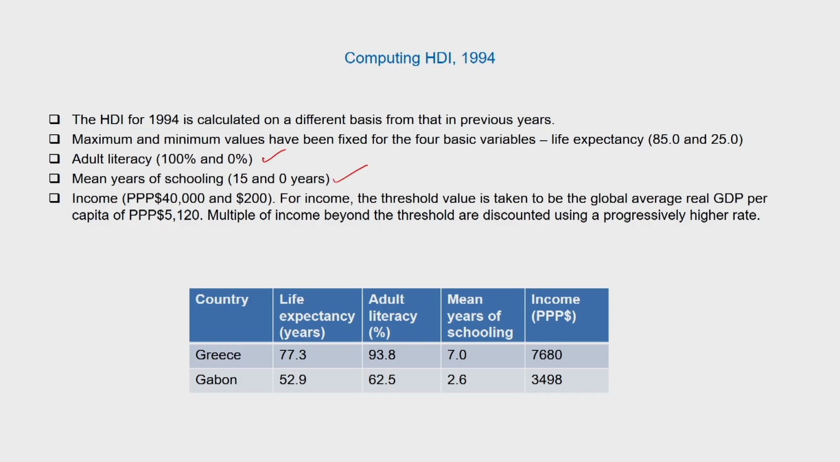In HDI 1994, along with adult literacy rate, mean years of schooling was introduced, and while computing the education attainment indicator, adult literacy was given a weight of 2/3 and mean years of schooling was given a weight of 1/3 for being able to compute the education index or the education indicator.